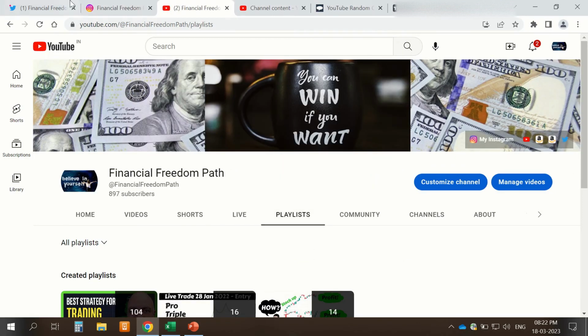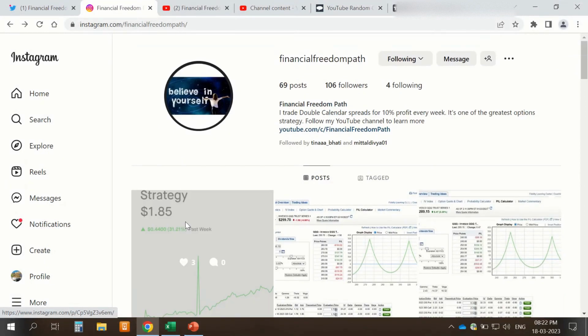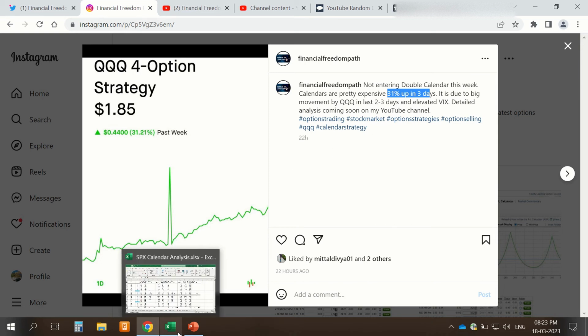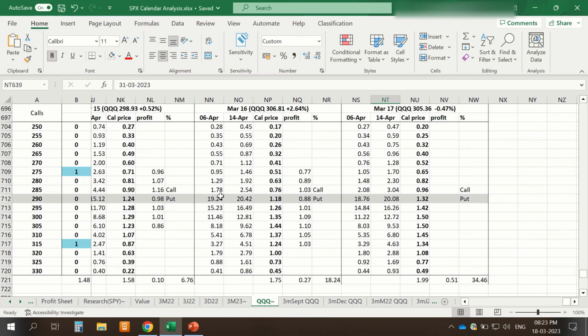Now let me take one example. Yesterday I posted that I'm not entering double calendar this week. The reason is they are pretty expensive. They went up by 31% in 3 days. Basically, I was in just one calendar. This was just a dummy. I just entered one in Robinhood so I don't have to open again and check what the price is. I'll buy one option calendar and see how it goes. Within 3 days I was just tracking, and it became up by 31%. So I didn't take the main entry. I'll show you how I did the analysis here.